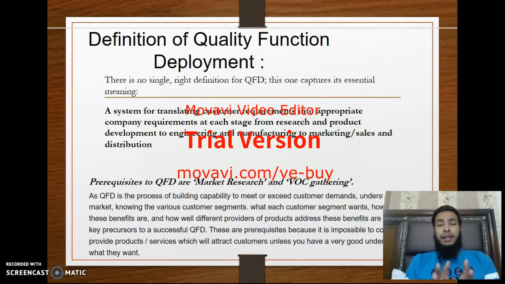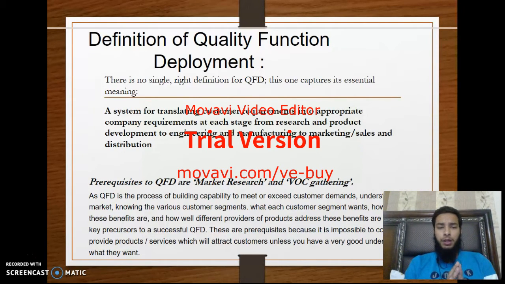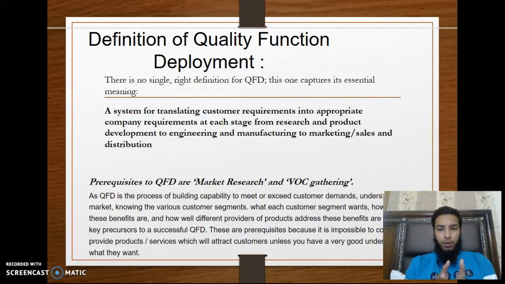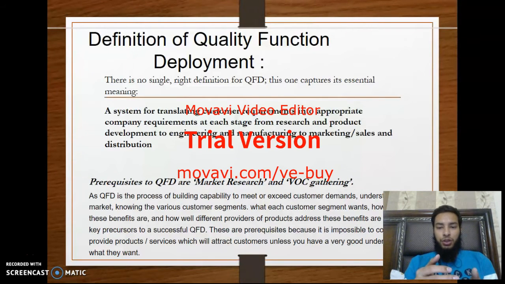So there is no single right definition for QFD, but one that can be used for explaining it is that it's a system for translating customer requirements into appropriate company requirements at each stage, from research and product development to engineering, manufacturing to marketing, sales and distribution.